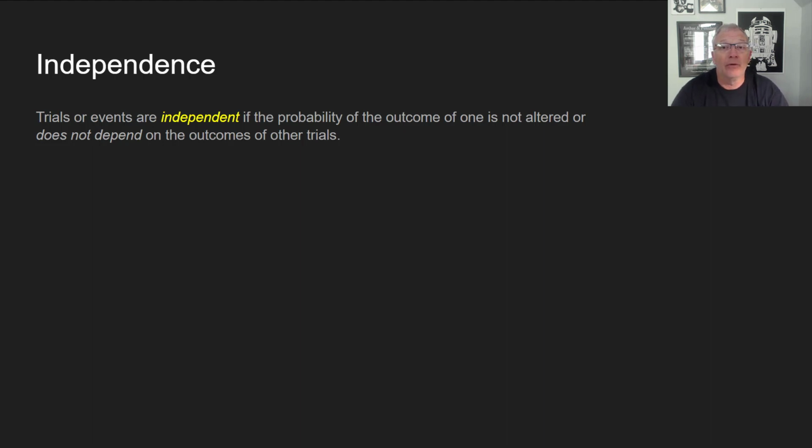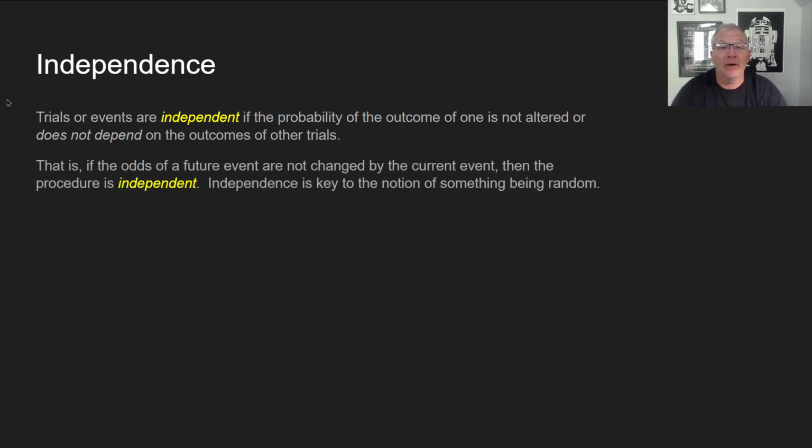Okay, so that's our other crucial notion here for our concept of fairness, that a fair system has both independent and unbiased outputs. So if the odds of a future event are not changed by the current event, that's the more formal, or more abstract, way to put it, then the procedure is independent.